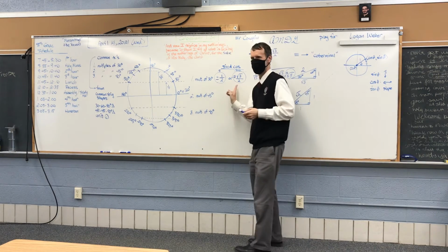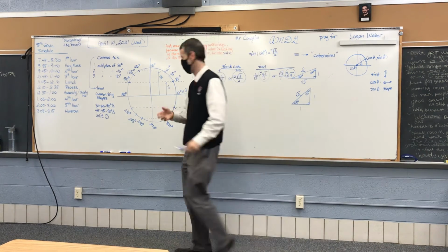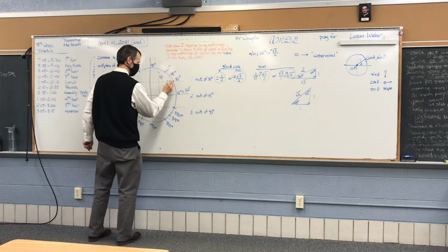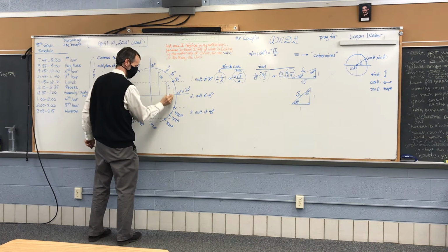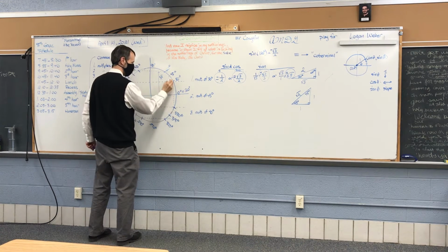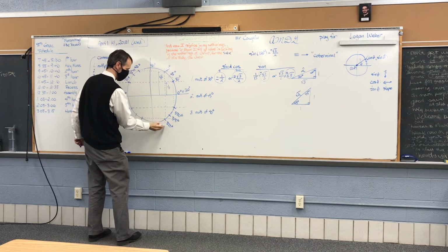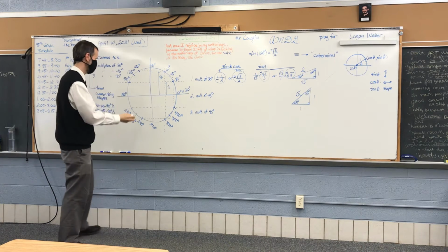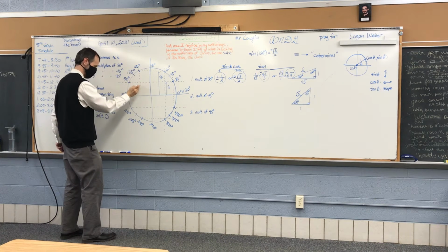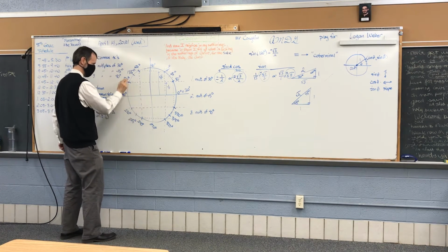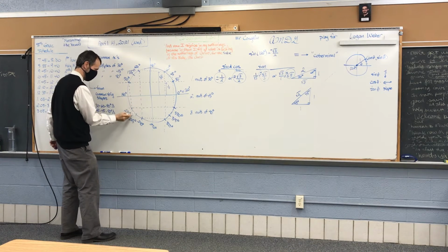Okay, now cosine. Cosine is how far over it is. It is the exact same pair of numbers. They line up. 30 lines up with 330. 60 lines up with 300. 120 lines up with 240. 150 lines up with 210.